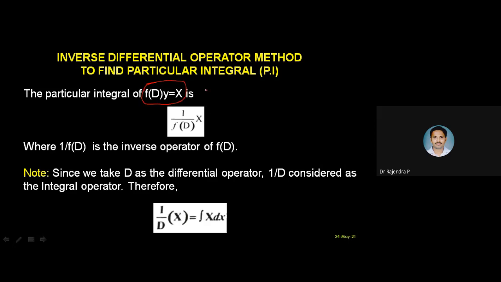So if I solve this equation for y, this f of d comes on the other side, right? So x by f of d, that is nothing but 1 by f of d into x. So for this particular function you are trying to solve, I can write your given differential equation by taking f of d to the other side, solving for y, and write that as a particular integral, PI.